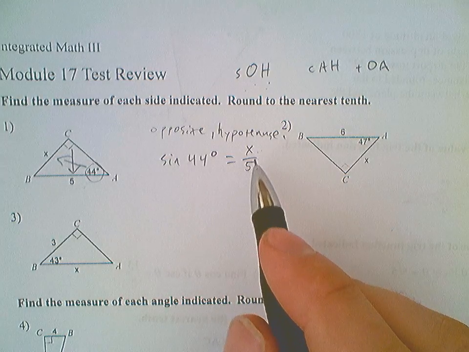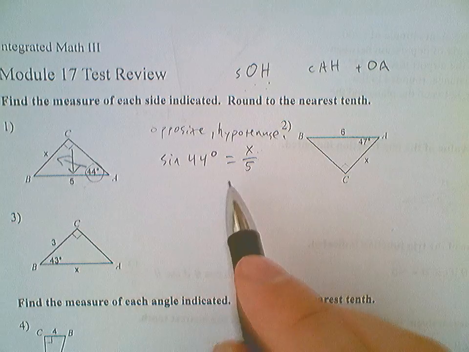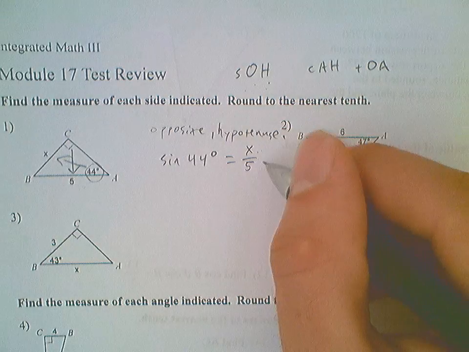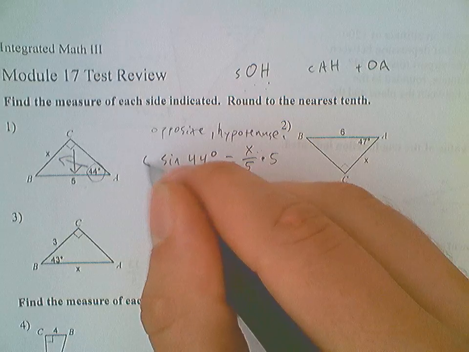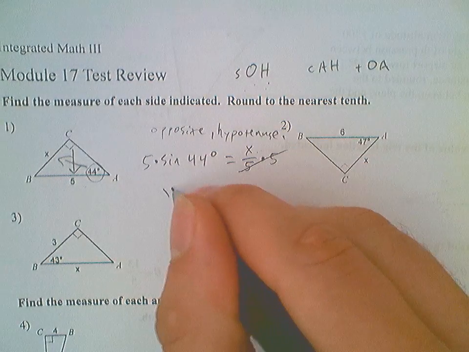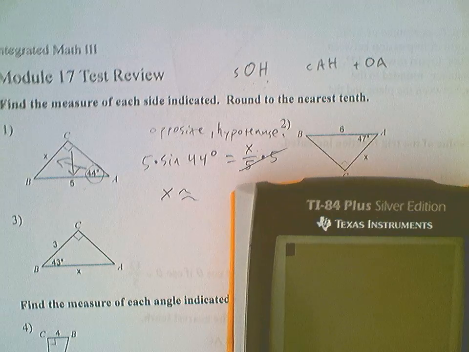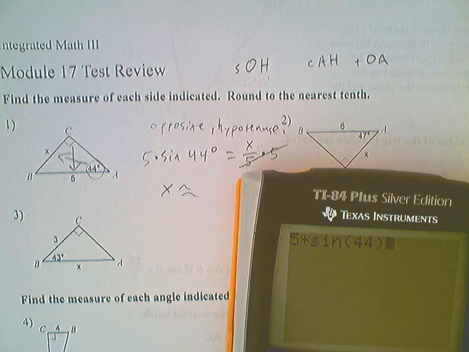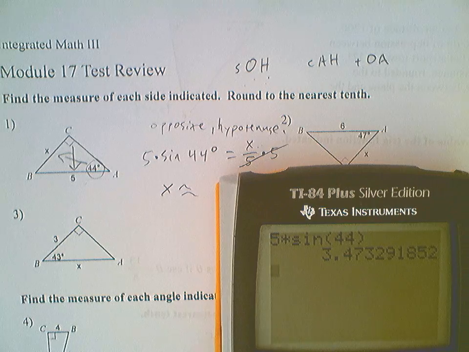So now what I have to do is solve this for x. So you can cross multiply here if you like, but since x is on top, it's probably just as easy to multiply both sides by 5. So x equals, I'll have to use my calculator here, 5 times sine of 44. So it looks like about 3.5.